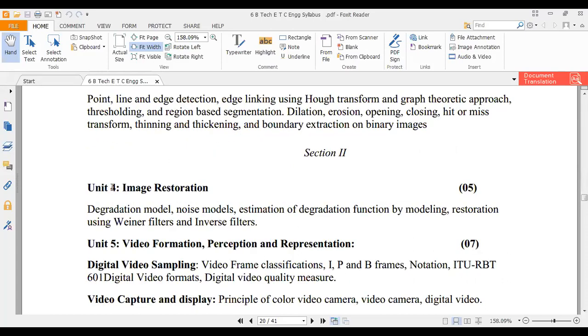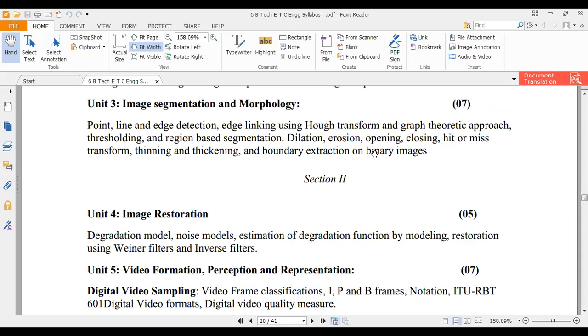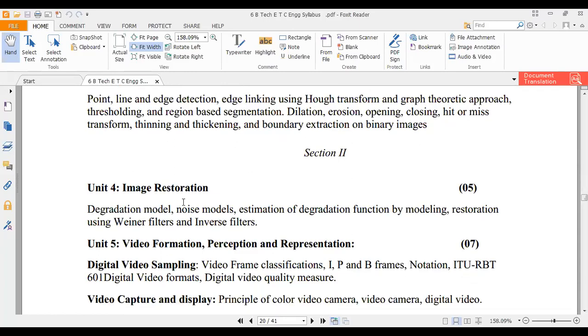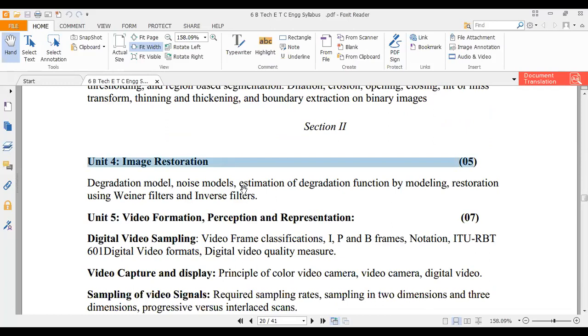In the next lecture onwards, we will be starting with image restoration. In image restoration, we have also seen the degradation model, the noise model, and estimation of the degradation function by modeling. This last point is remaining from this chapter. I have repeated image segmentation and morphological operations today as a huge gap was there during the lectures. So I hope everybody knows about image restoration. We have talked about what exactly restoration is and the difference from image enhancement. Then we started with the degradation model and the noise model as well.